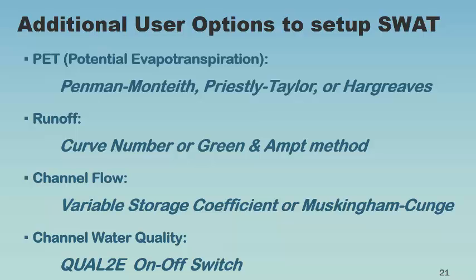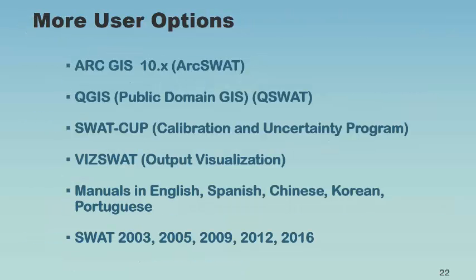We also provide lots of tools and technologies to make the user's life a lot simpler. You can use either the ArcGIS interface or QGIS. QGIS is a public domain GIS system. We call them ArcSWAT and QSWAT. And we also provide a calibration, uncertainty, and sensitivity tool called SWAT-CUP. CUP stands for Calibration Uncertainty Program. And then for visualization, we have VisSWAT where you can visualize both spatial and temporal, animations and all kinds of things you can do, including calibrations and stuff like that, actually.